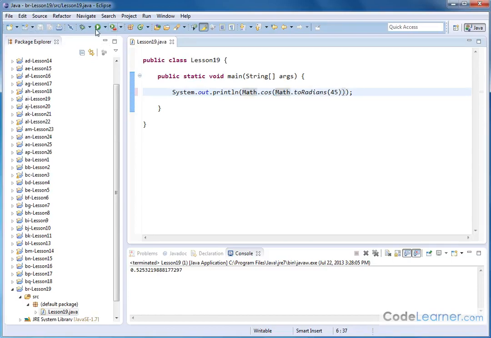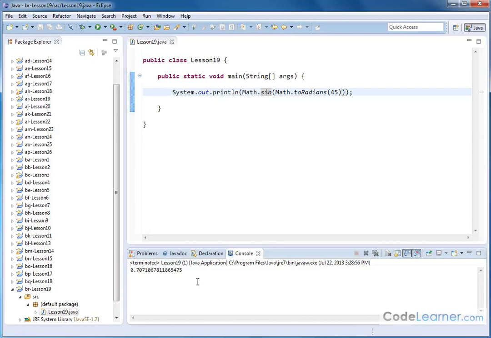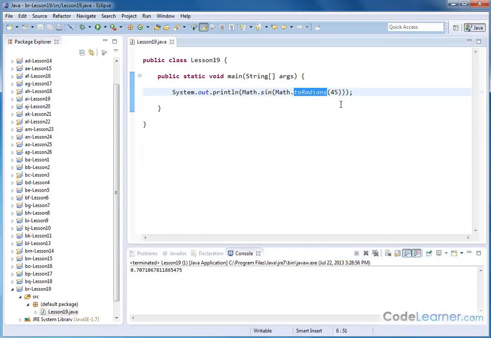So if you save this and hit run, 0.707 is what you would expect to get for the cosine of 45 degrees. And of course, for those of you taking math class, you also know that the sine of 45 degrees is the exact same number, and that's what we get here. So when you're doing sine, cosine, tangent, always pass it a radian value, but if you really have to pass it degrees, then just use this nice little handy method here.